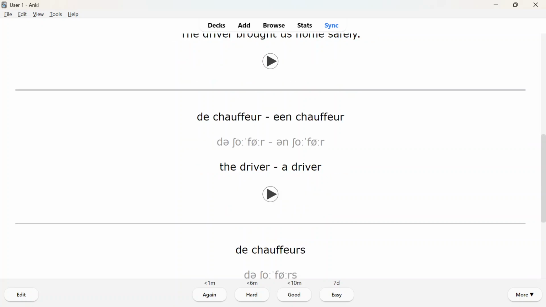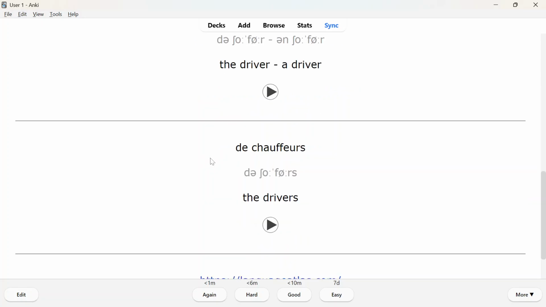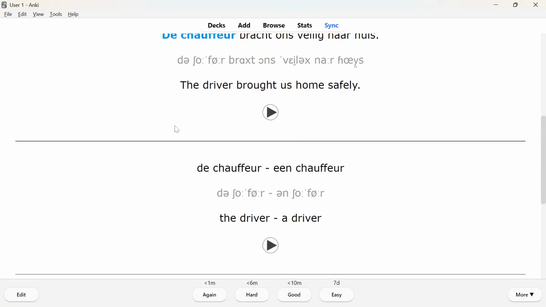Underneath that, we have the singular area. We have de chauffeur, een chauffeur, so in the definite and in the indefinite form. We have the IPA notation, again, for your pronunciation. We have the English translation and the audio as well. De chauffeur, een chauffeur. Finally, we have the plural area. So we have the plural form, the chauffeurs. We have the IPA notation. And finally, we have the translation. Again, the IPA notation helps for pronunciation, and the audio. De chauffeurs. So these are the fields.